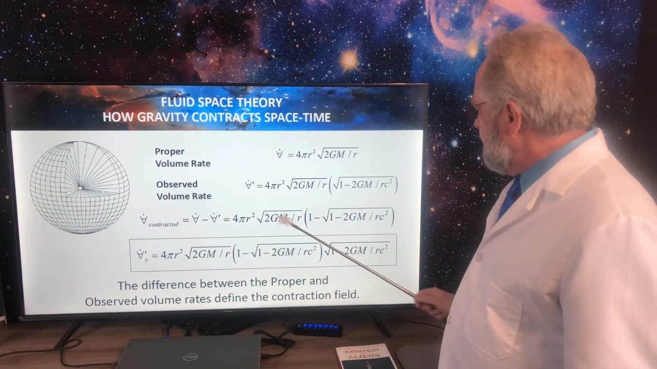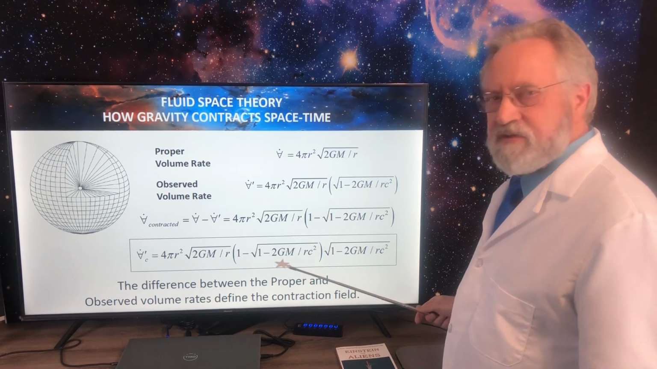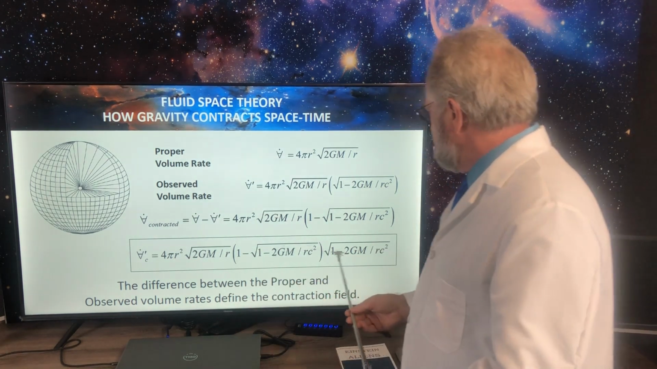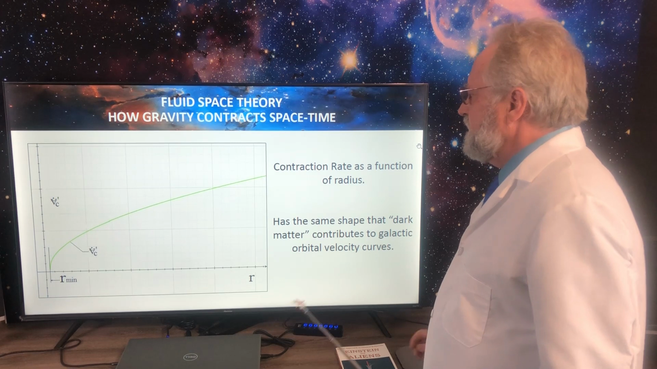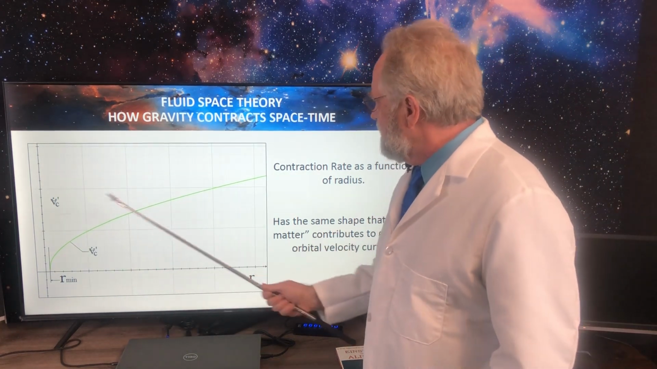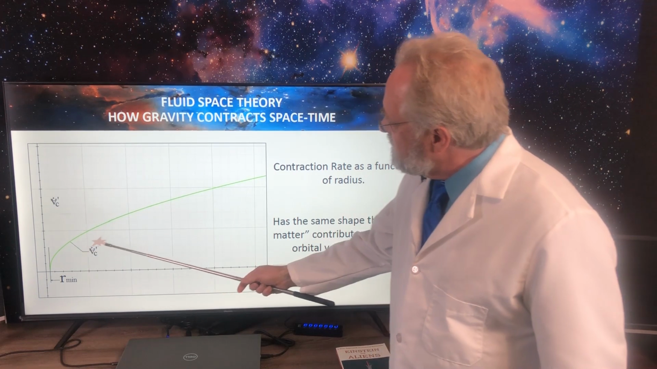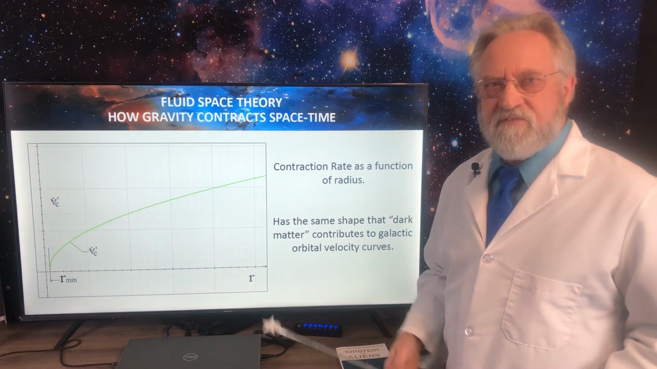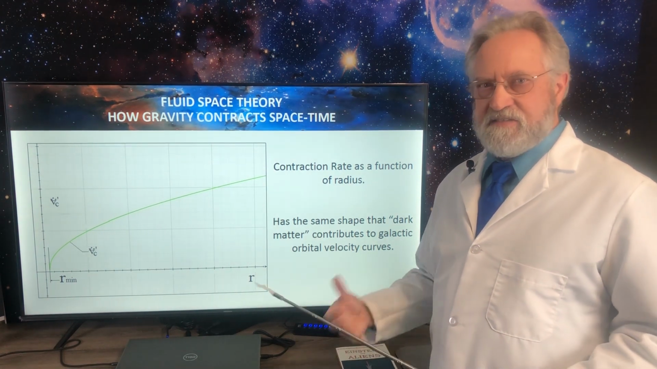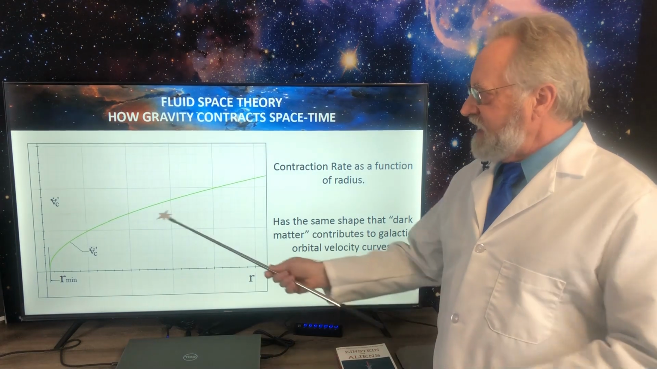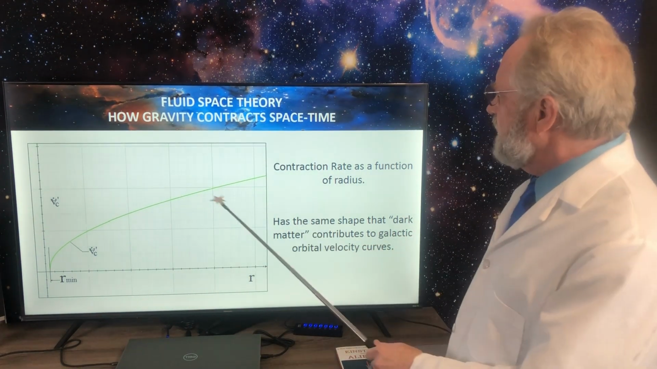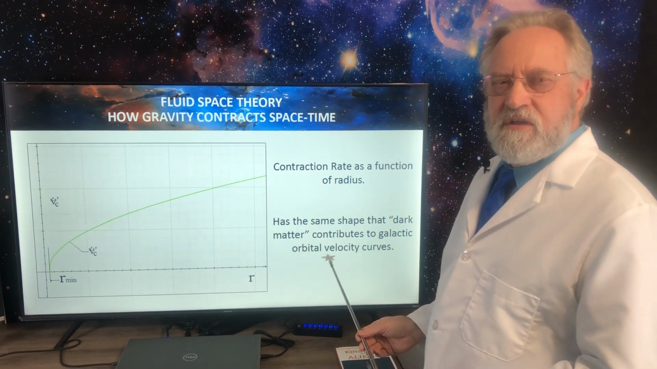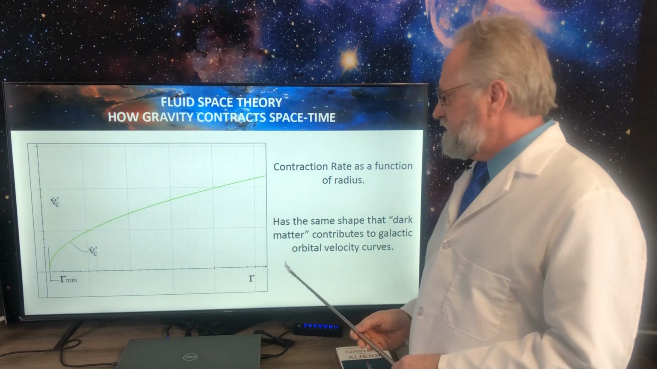And then one last step, we apply another Lorentz transformation to account for time dilation of the flow field. And this is the equation that we end up with, and when we plot that by radius and flow rate, we get this nice parabolic curve that increases with distance. When I first plotted this, I thought something was wrong, and I had to check all the numbers, and I verified that this is actually the shape of that function, and it has the same shape as the dark matter contribution to galaxy orbital velocities.